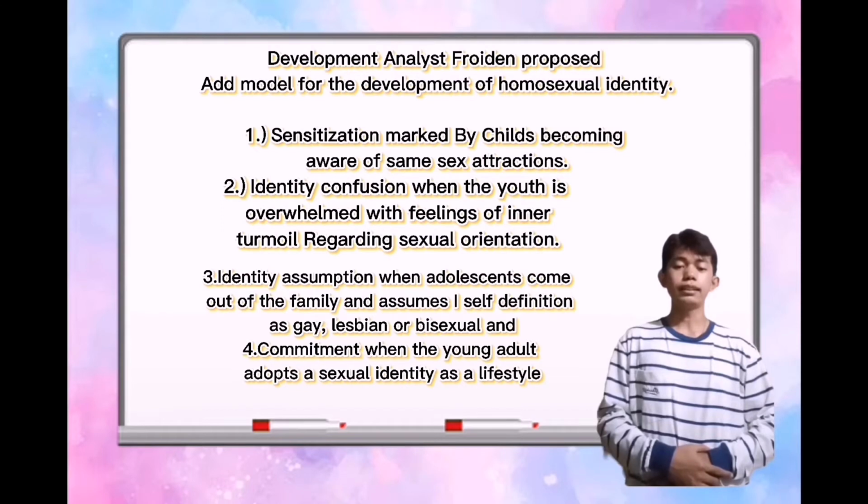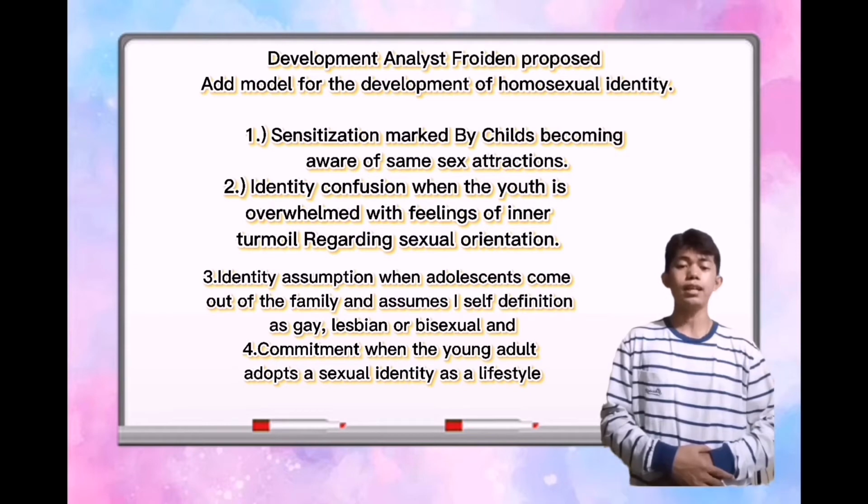Number 1. Sensitization, marked by the child becoming aware of same-sex attractions. Number 2. Identity confusion, when the youth is overwhelmed with feelings of inner turmoil regarding sexual orientation. Number 3. Identity assumption, when adolescents come out to the family and assume a self-definition as gay, lesbian, or bisexual. And number 4. Commitment, when the young adult adopts a sexual identity as a lifestyle.